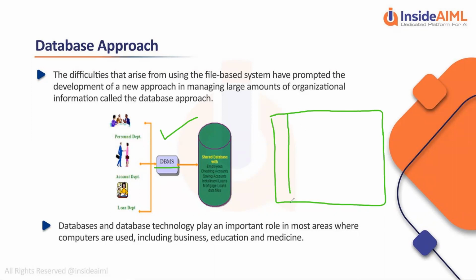So what you will have to store is customer ID, account number, customer name, balance amount, and the address of the customer, and there is a lot of other information that you will have to store. All this information has to be stored.